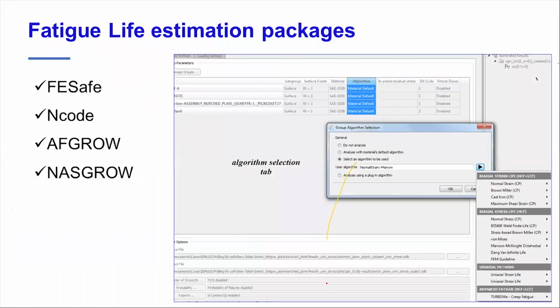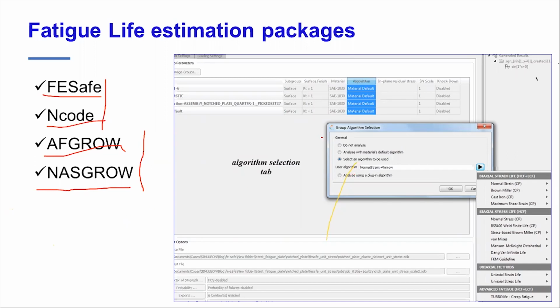So this is all about fatigue. These are the tools available for fatigue life: typically FE-safe and nCode. These are the tools for fatigue life estimation. And FGRO and NASGRO are more used for fracture and residual strength estimation in the presence of a crack.